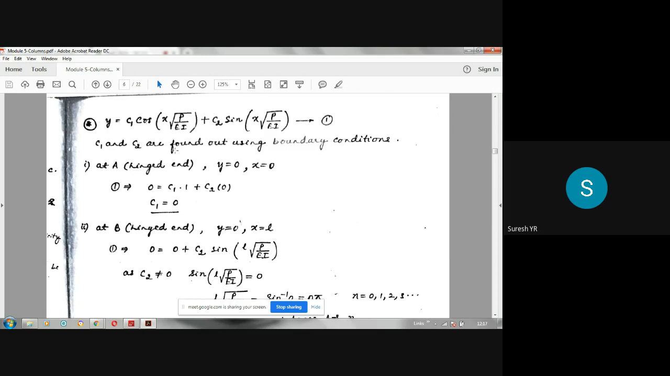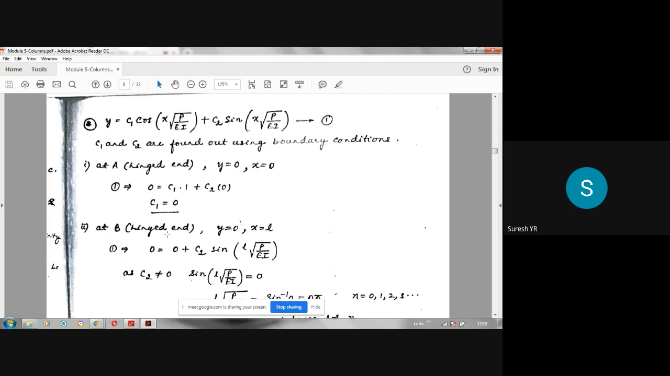LHS is 0. RHS becomes cos 0. Cos 0 is 1. So C1 into 1 plus C2 into sin 0, which is 0. From this you will get C1 as 0. So the value of C1 becomes 0. That means this term will vanish. Next, the second boundary condition to find C2 is at B.